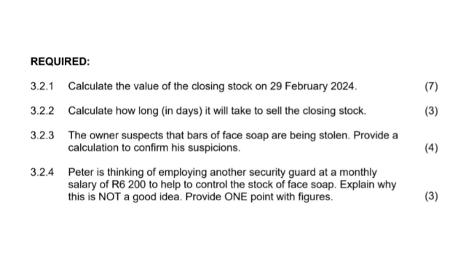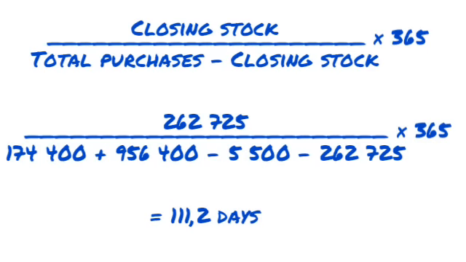And then in 3.2.2, it says calculate how long in days it will take to sell the closing stock. So this is similar to the indicator of the period of stock on hand, except now we are trying to sell the stock that is on hand. So we are going to create a different formula. It's going to be closing stock over our total purchases minus our closing stock, and then you multiply everything by 365 because that is the number of days in the year.